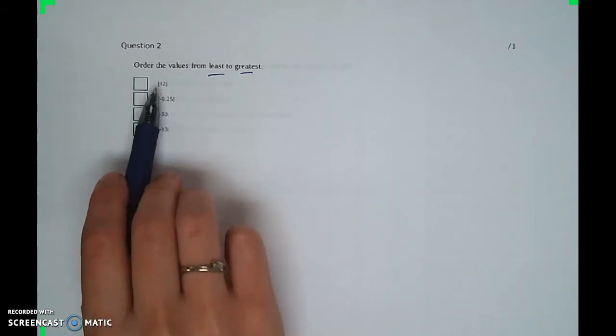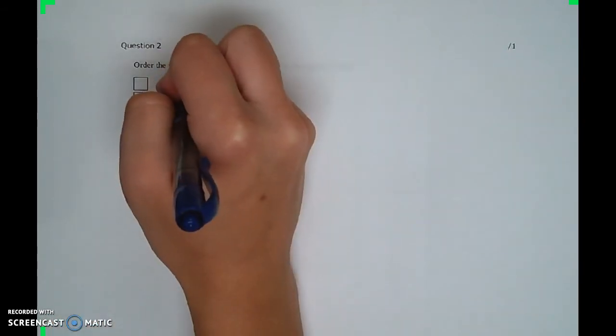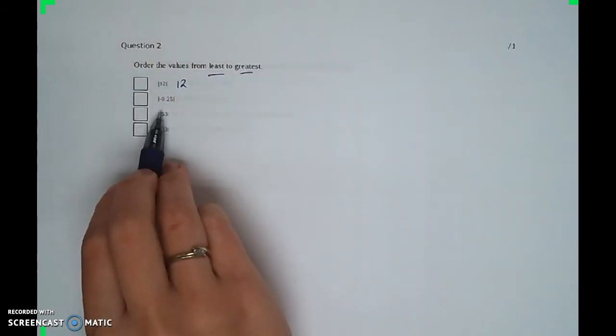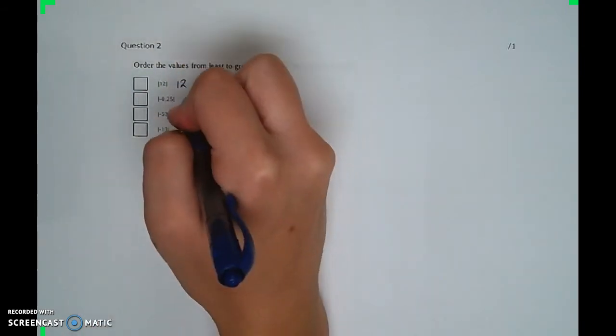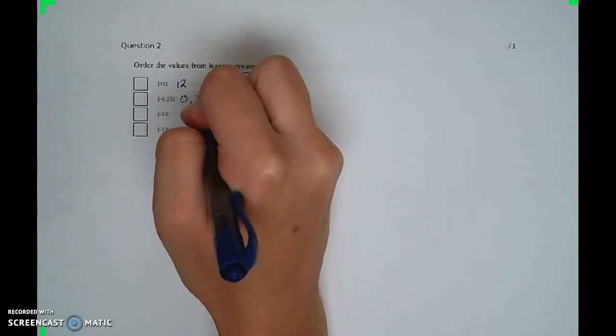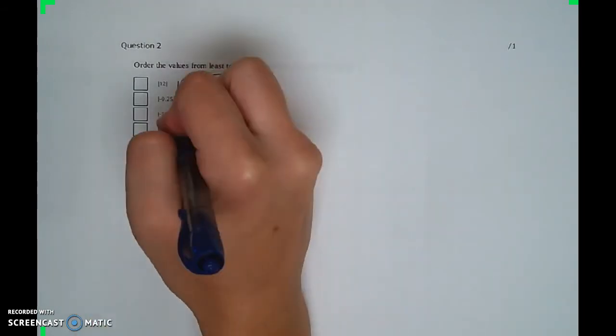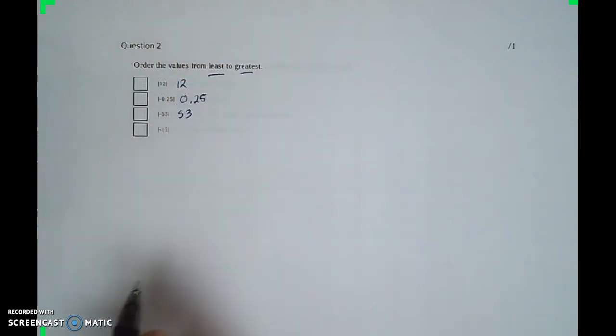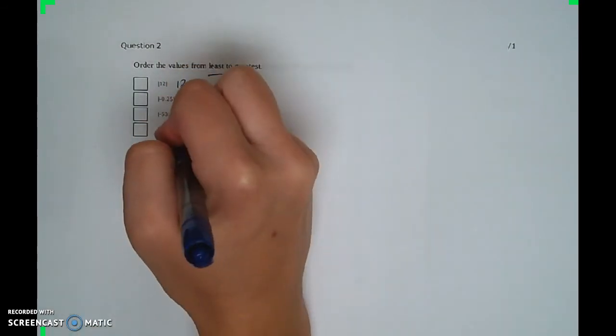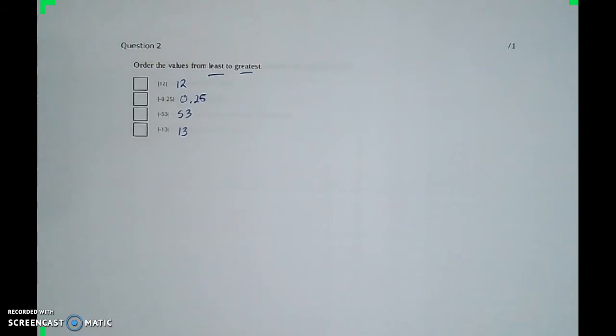So here we have 12. The absolute value of 12 is 12. The absolute value of negative 0.25 is just 0.25. And then the absolute value of negative 53 is just 53. And then the absolute value of negative 13 is just 13.